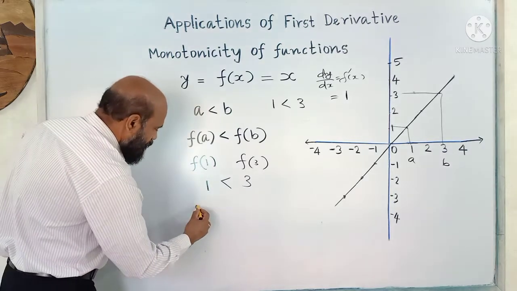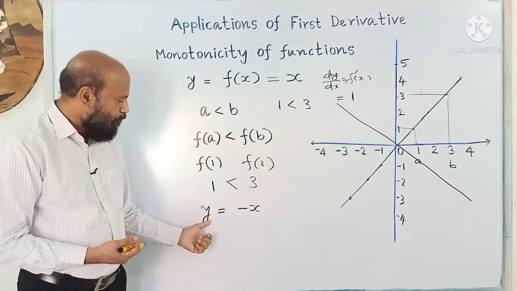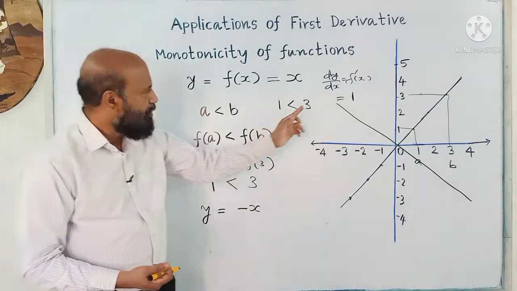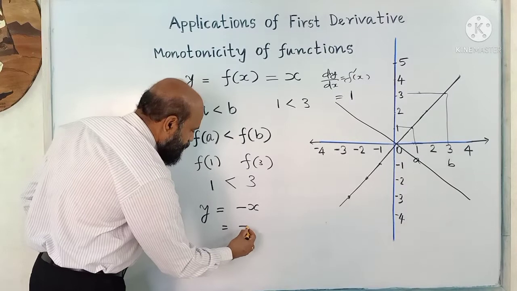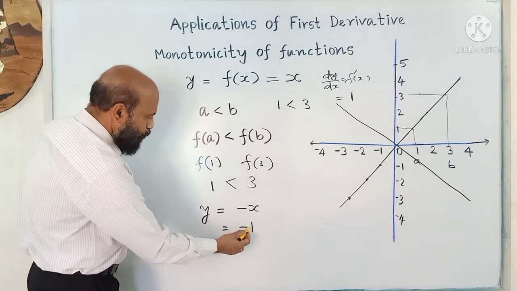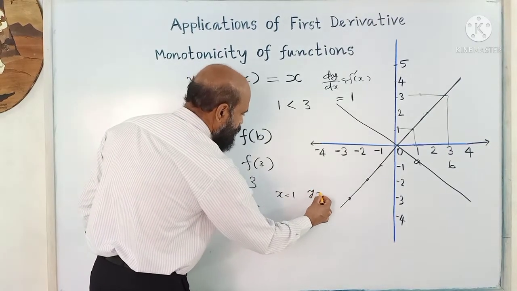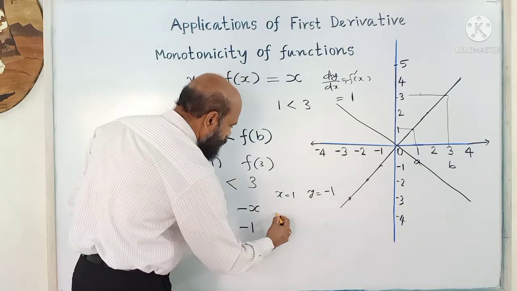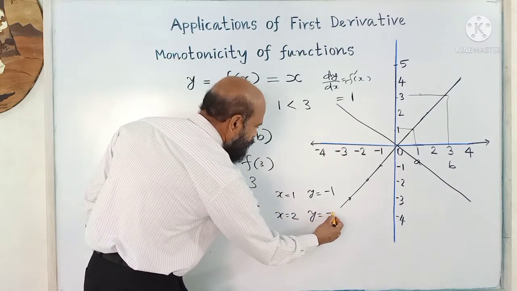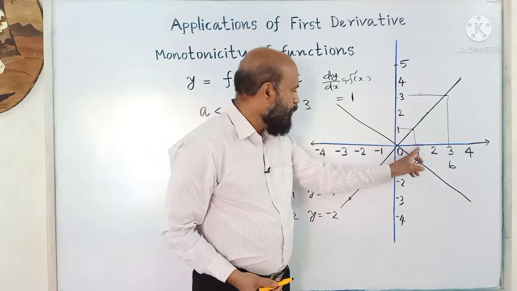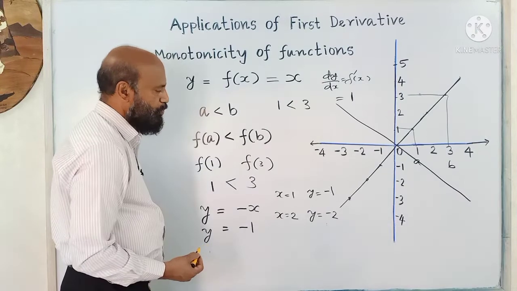Now another function, y is equal to minus x. Then this is the graph. Now when x is 1, y is minus 1. When x is 2, y is minus 2.